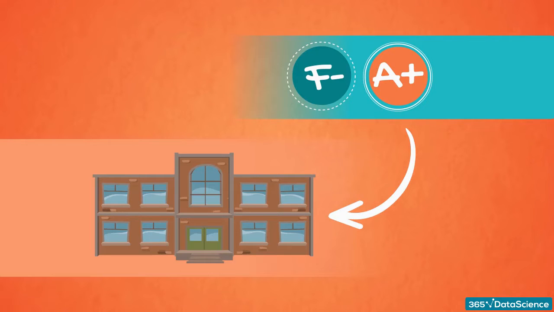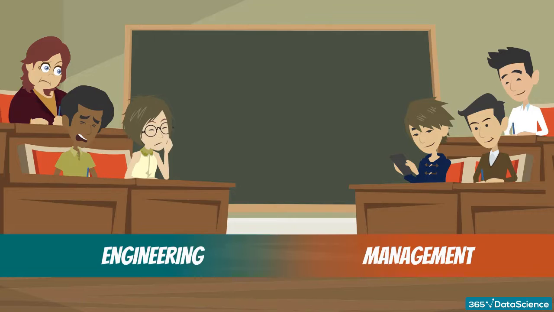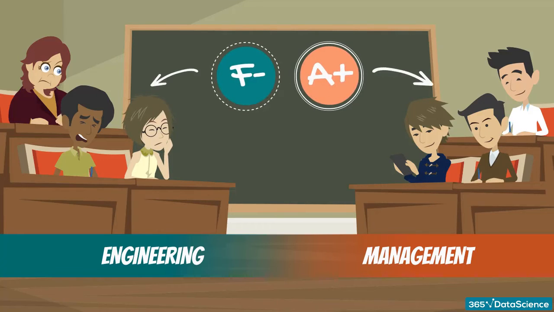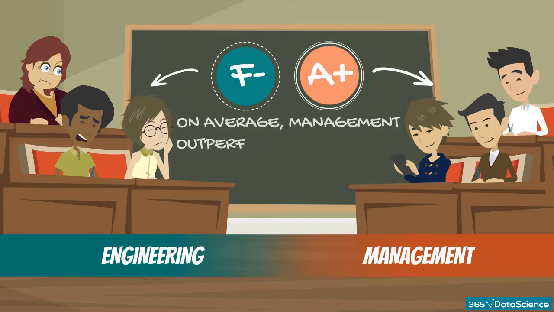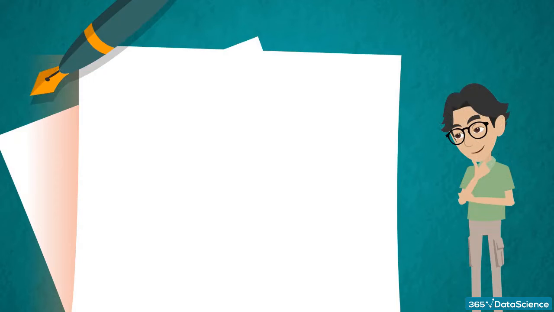I would like to remind you that in the UK, grades are expressed in percentages. The two departments are engineering and management. We were told by the dean that engineering is a tougher discipline and people tend to get lower grades. He believes that, on average, management students outperform engineering students by 4 percentage points. Now, it is our job to verify if that is the case.